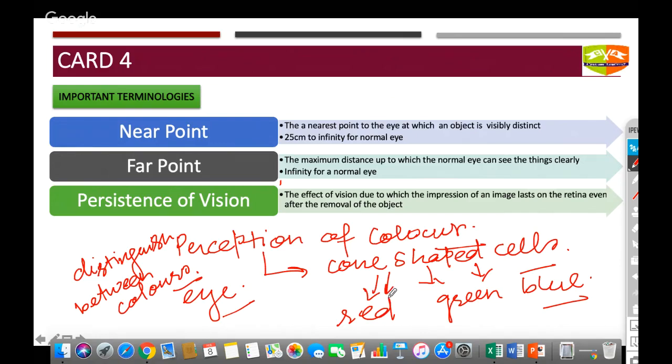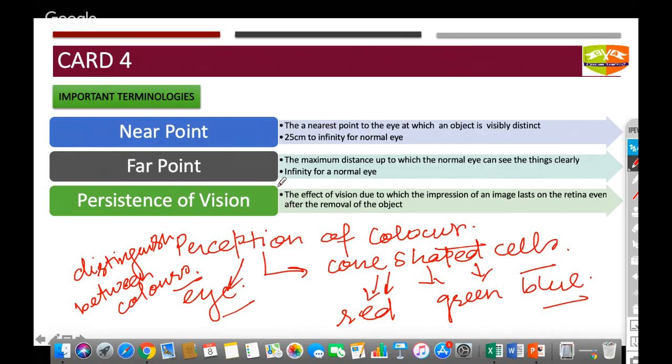And due to that, he'll suffer from color blindness. So why I'm teaching you this topic: if you get a 1 mark question or a 2 mark question about color blindness, you should write about perception of color by human eye. You should say that on retina we have cone shaped cells. The cone shaped cells also can be categorized into 3 parts, which is red cell, green cell, and blue cell.